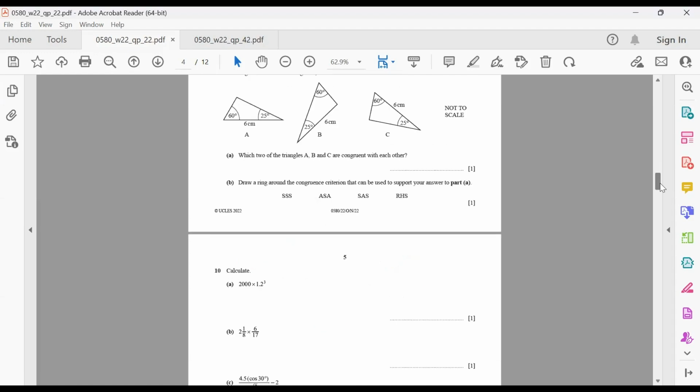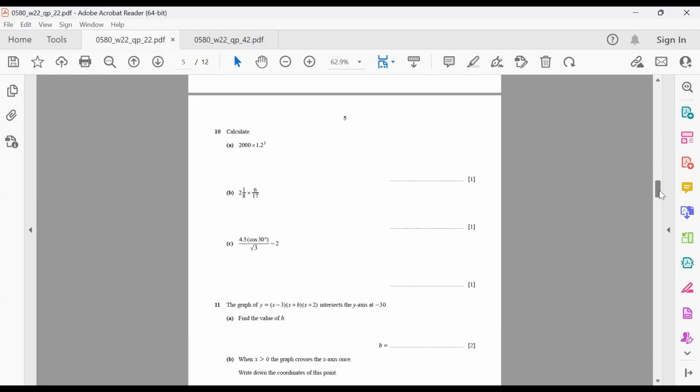Moving on to question 10. I haven't actually seen the paper yet. Okay. So question 10 is pretty straightforward. You just have to put the values into your calc, which should give you 3,456. Then if you put the next one into your calculator, that should give you 3 by 4. And the next one will be 1 by 4.